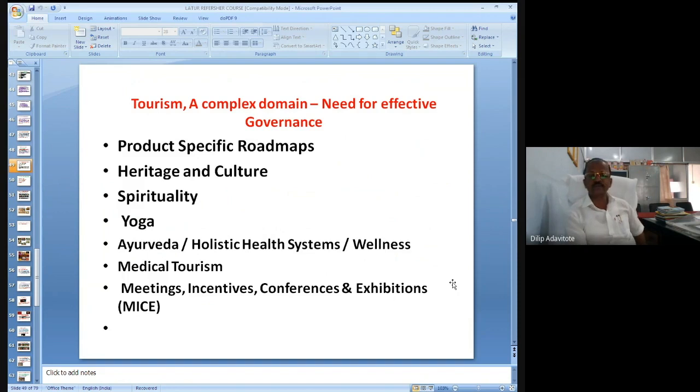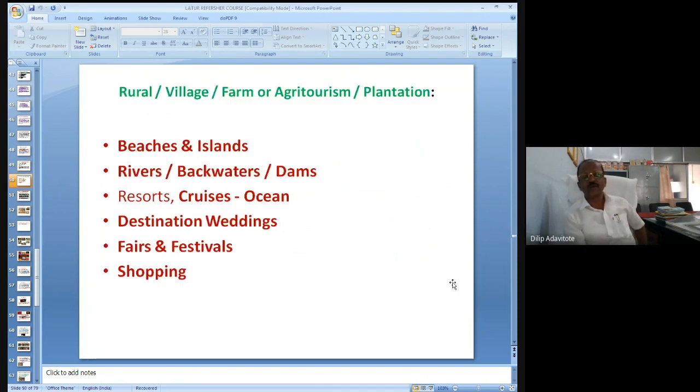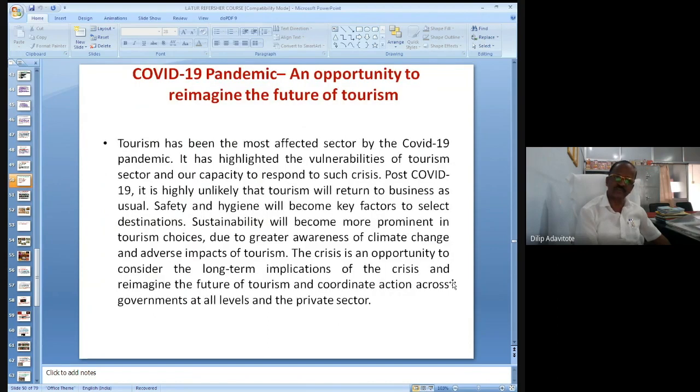It is very important to explain the strength of our tourism in a particular way. Therefore, we concentrate on domestic tourism from rural areas, village areas, farms, agriculture, agrotourism, plantation, beach tourism, island tourism, rivers, backwaters, resorts, casinos, destination weddings, fairs and festivals, shopping. These are the areas where we can concentrate.